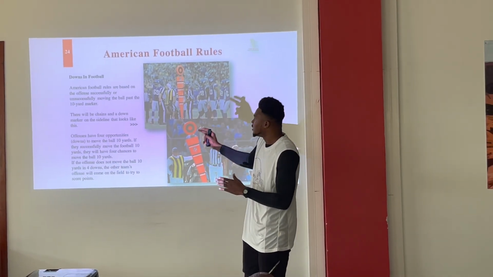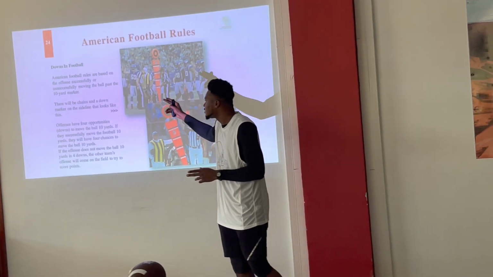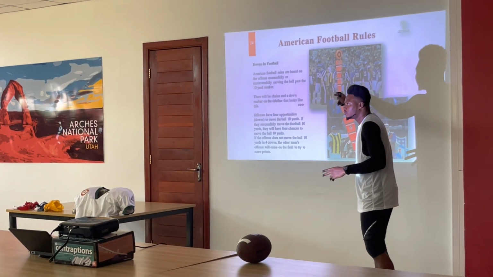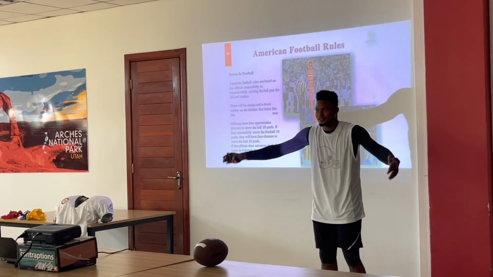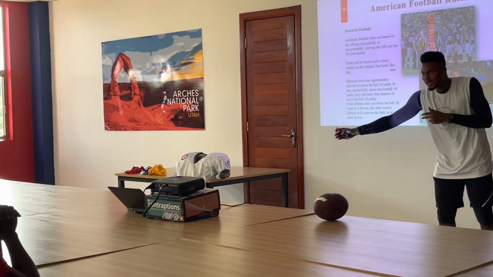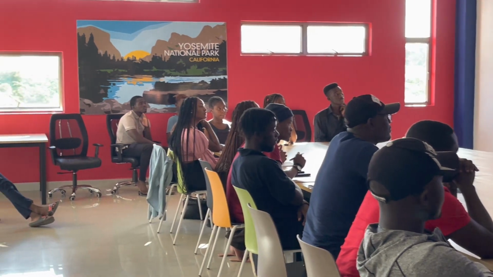Now, there will be chains and a down marker on the side that looks like this. That is to gauge the 10 yards. So you see, it's erected. The players know the yardage. But when you are involved in activity, sometimes you may forget the distance, right? So these things are erected at the side of the line to show you that this is exactly 10 yards. You have to cross it.